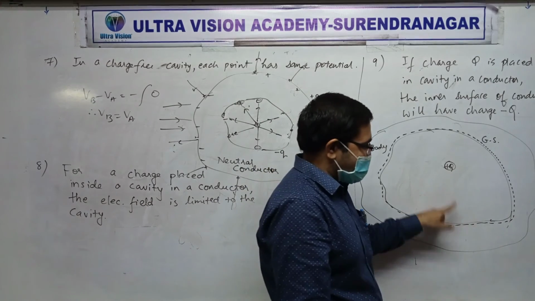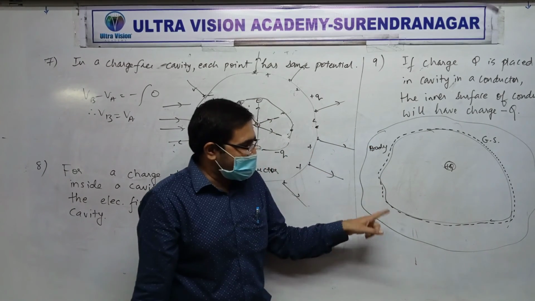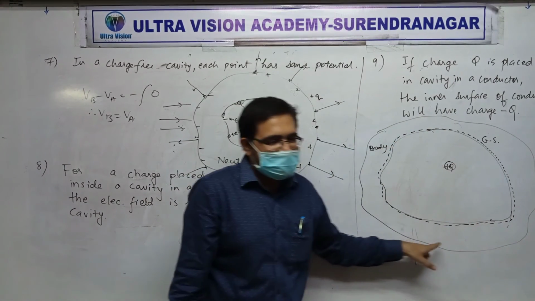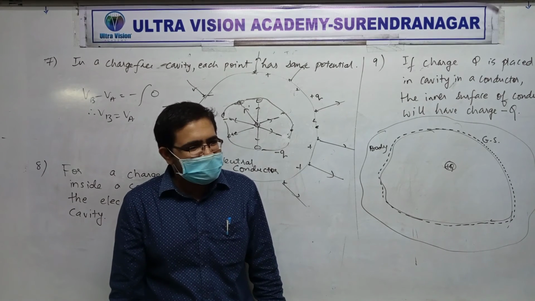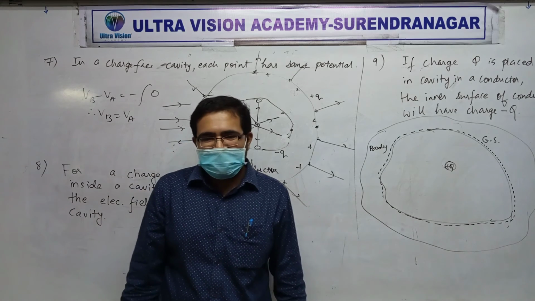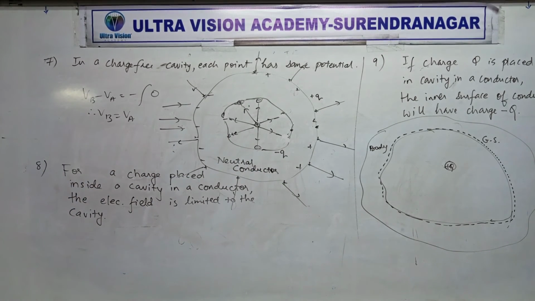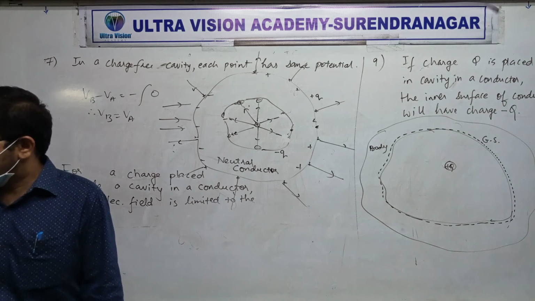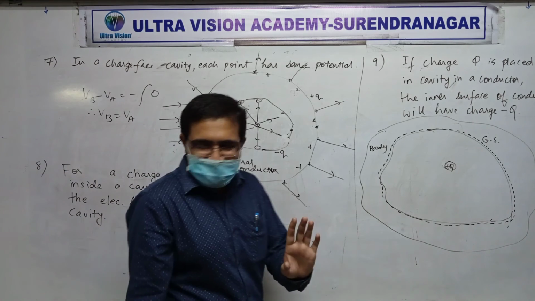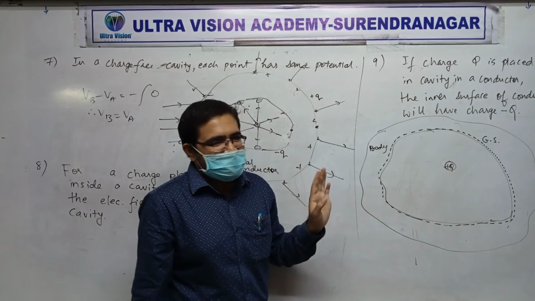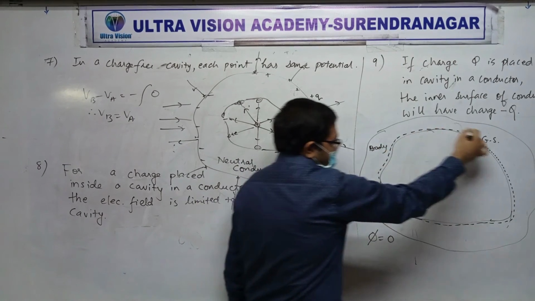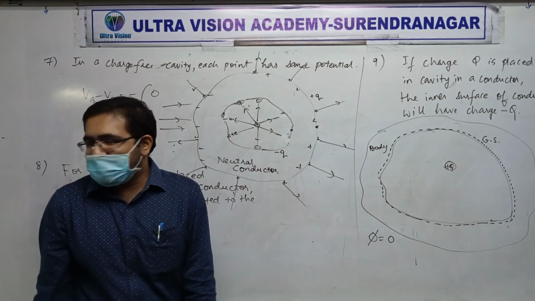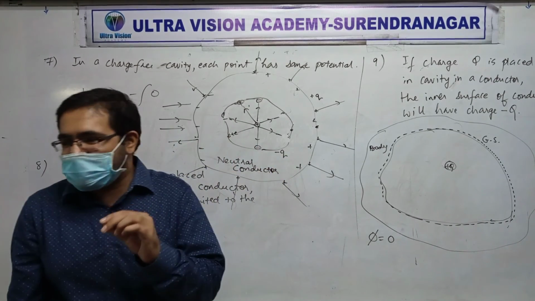What is the electric field at every point of this Gaussian surface? Not Q by 0, look at the property. What is the electric field in the body of conductor? 0. So the total flux for this Gaussian surface is 0, because the electric field is 0 at every point over here. That means the total charge enclosed should be 0.